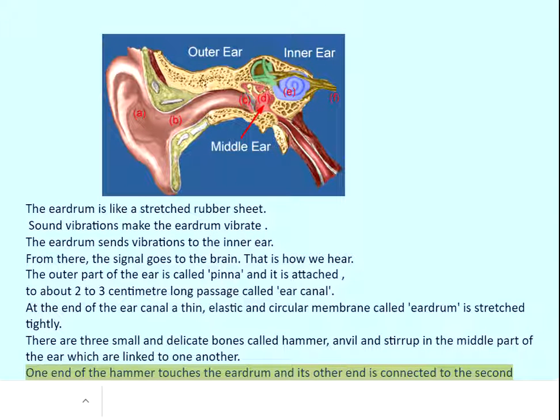One end of the hammer touches the eardrum and its other end is connected to the second bone anvil. The other end of the anvil is connected to a third bone called stirrup. And the free end of the stirrup touches the membrane over the oval window.